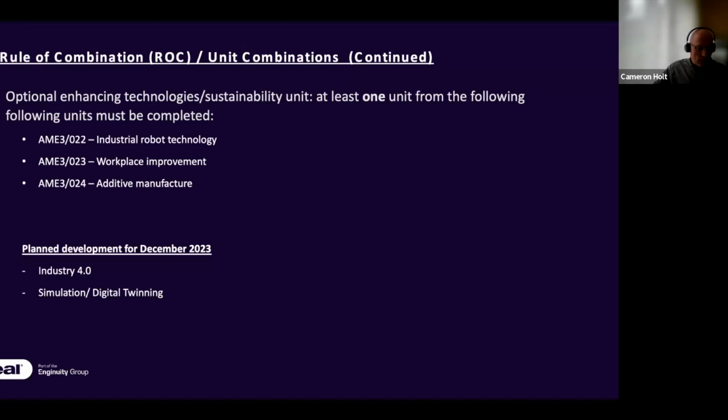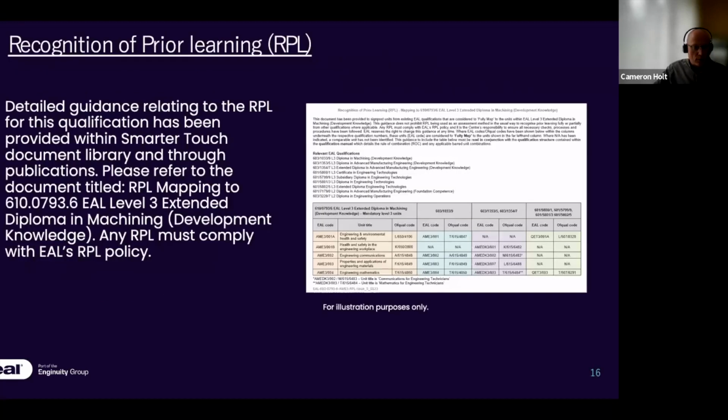In development and planned for completion prior to December this year are units of industry covering Industry 4.0, and simulation and digital twinning will be the minimum that we'll be adding. We will be considering adding other units if we feel that they're applicable to this standard, the machining standard that it relates to, and there's demand from employers and providers.